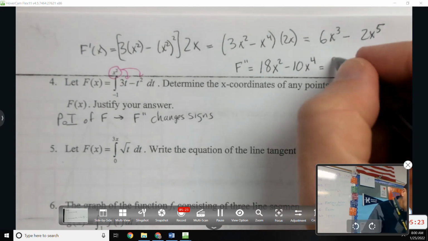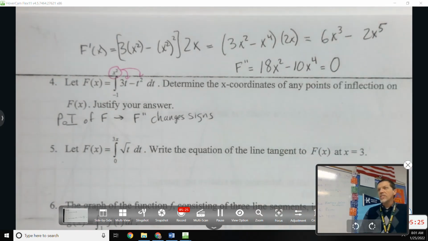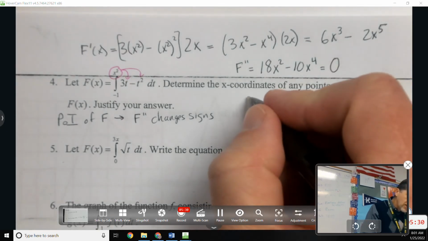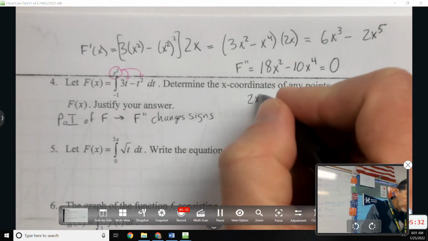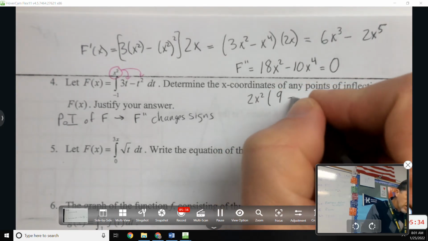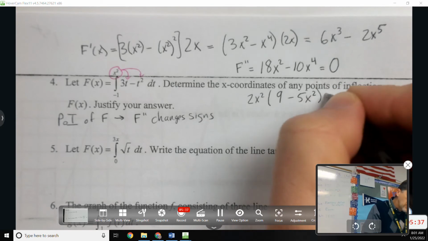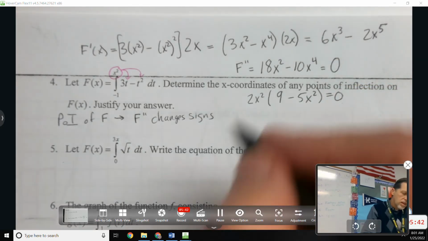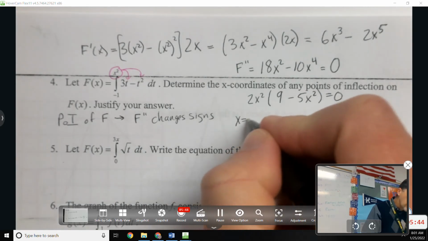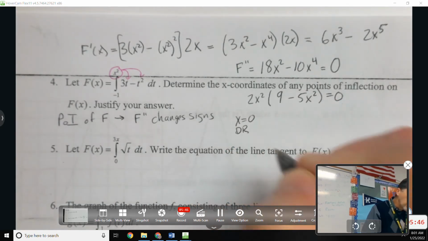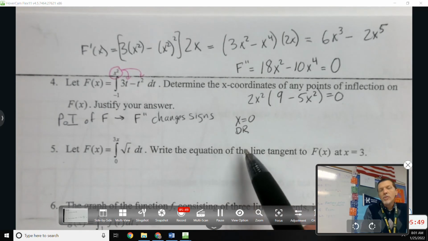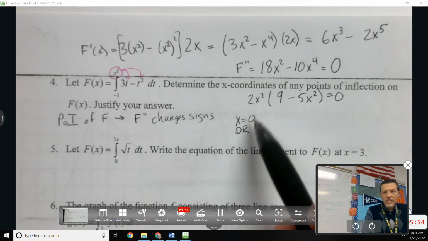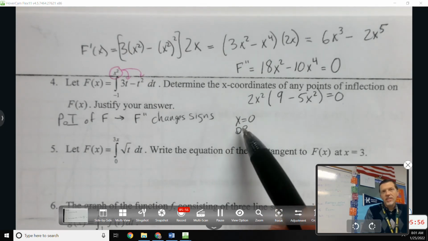I want to set that equal to 0 to figure out where it changes signs. So I'm going to factor out a 2x squared. That would leave 9 minus 5x squared. So x equals 0 as a double root. I remember that at double root things don't change signs. So I don't know if it's positive or negative on either side of 0, but it's not changing signs there because it's a double root.